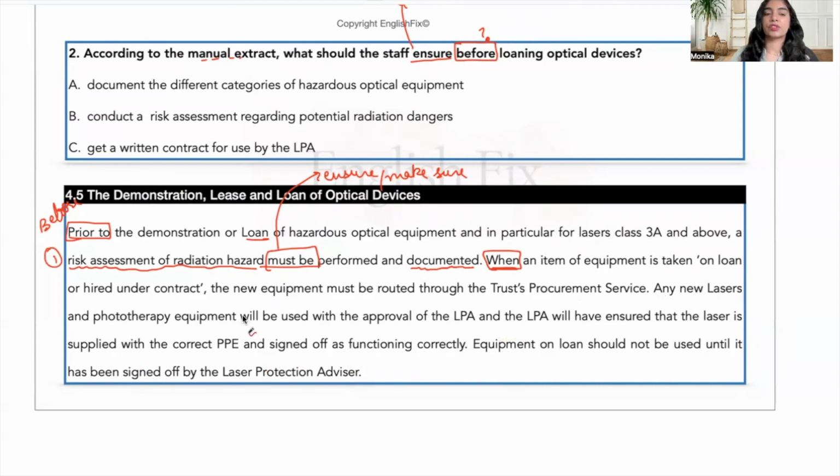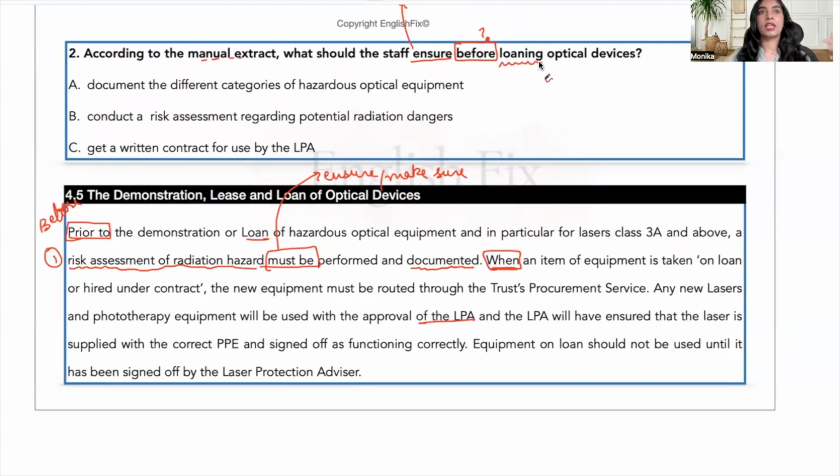Any new lasers and photography equipment will be used with the approval of the LPA. That means without the LPA's approval, without you getting the LPA approval first, you cannot actually start using the equipment, right? So if you do not obtain the agreement or approval from the LPA first, then you cannot start using this, right? You don't have the permission. Fortunately for us, the question is not about the usage of the equipment. The question is only about the loan.